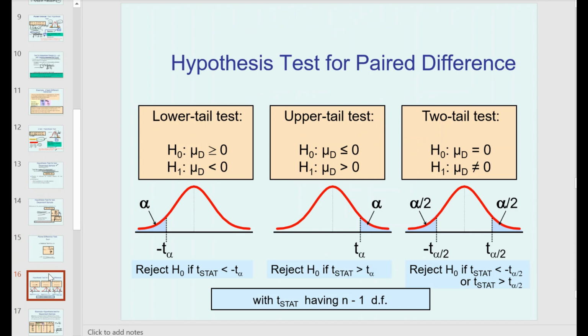So the hypothesis test for paired difference. Again, the lower test is on your left side, the upper test is on your right, and the two-tail test involves both sides. So I do not need to elaborate further on this. It's quite the same.